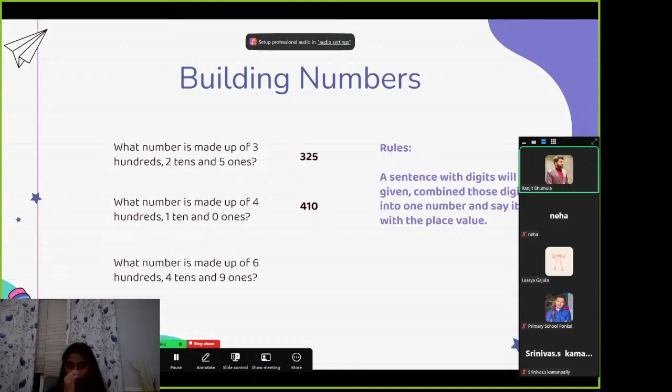And then there's another question. What number is made up of 6 hundreds, 4 tens, and 9 ones? And you get the answer 649 because of the same order from biggest to smallest number in place value. So yeah, that's that.